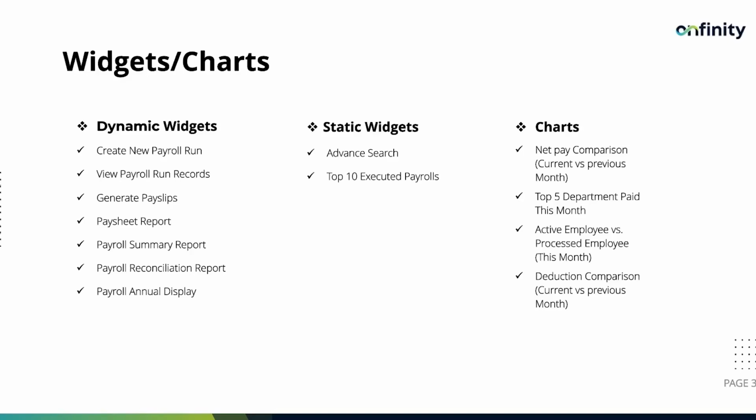Other than that, we have charts where the user can see things like the top 10 executed payrolls if the company processes more than 10 different payrolls in a month. Apart from these, we have the charts, which will provide us with information about the current month's payroll compared to the previous month's. The department chart will show us the total value or the overview of how much amount is paid to each specific department in that payroll run.